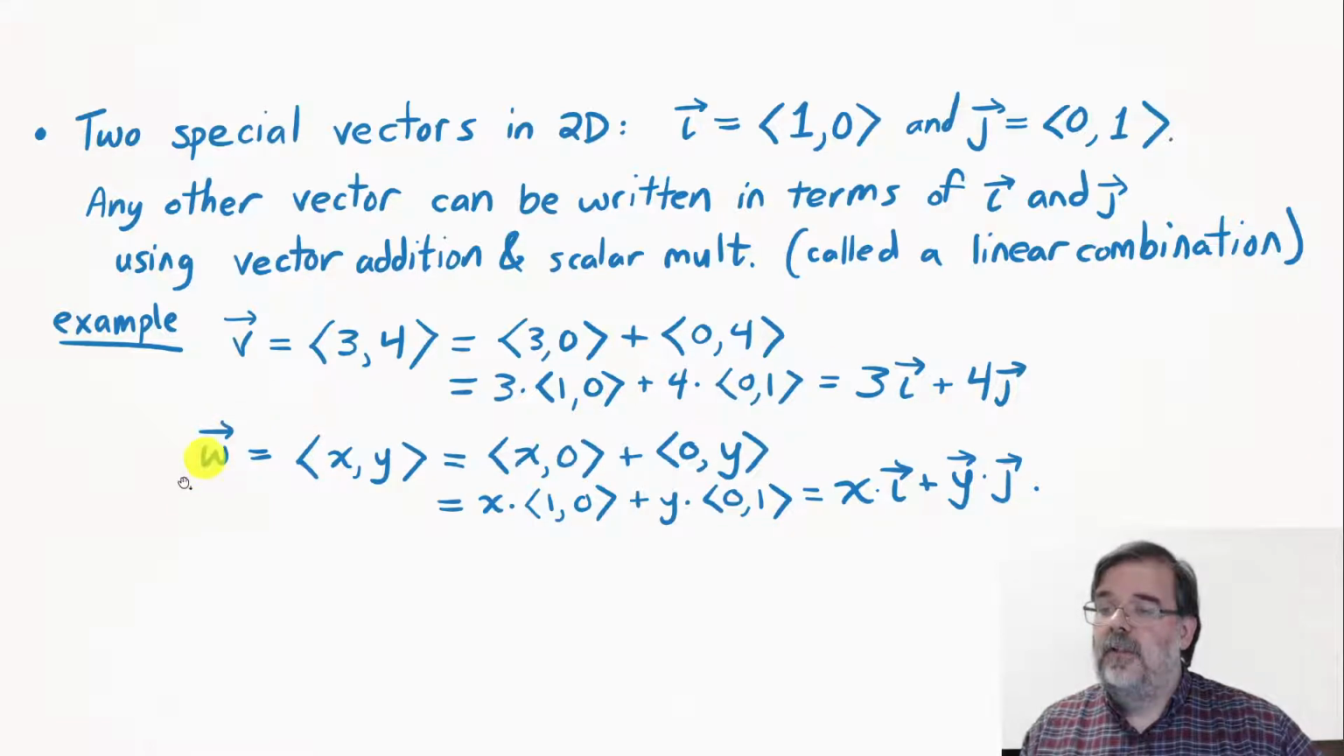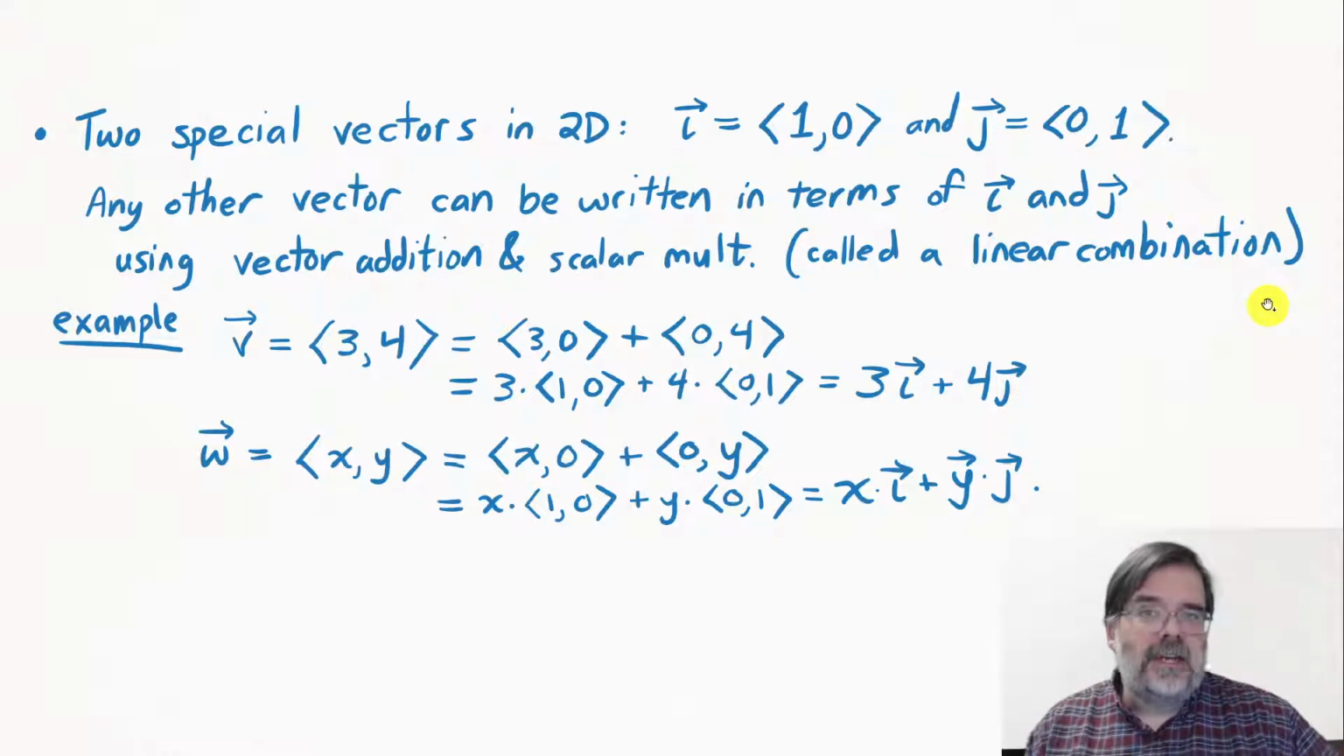So any vector can be written as a combination of these two. That's why they're called the standard basis. They kind of form a basis for two-dimensional space. Any other vector can be written in terms of them, which, as we'll see later on, helps us express certain formulas in a particularly simple way. But for now, that's probably enough about vectors in two-dimensional space.